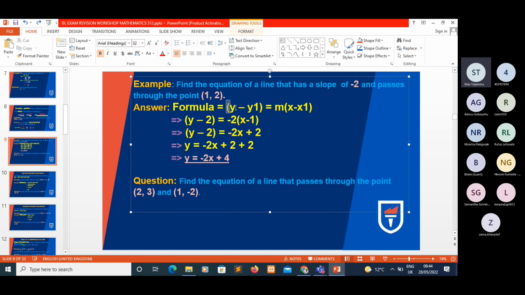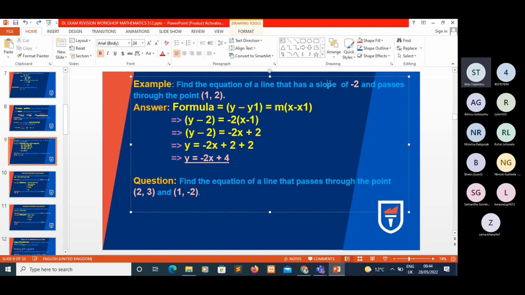You use the formula y minus y1 is equal to m times x minus x1. That's the formula that you use. So what is m in this equation? m is the slope. So you simply put the slope in place of m.